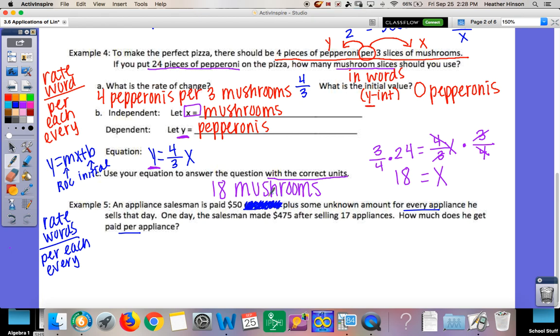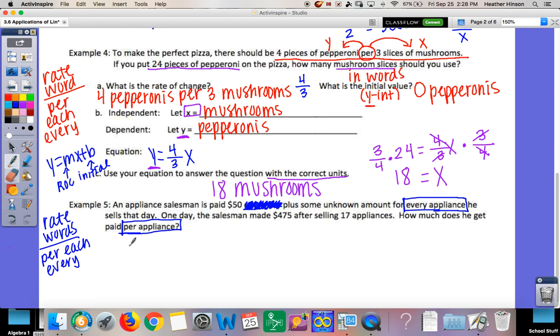The question wants to know how much he gets paid per appliance. So we're going to look at these appliances, every appliance and per appliance. We have a rate word for both of them, every appliance and per appliance. They're the same thing. He gets an unknown amount for every appliance. How much does he get paid per appliance? It's the same exact question.